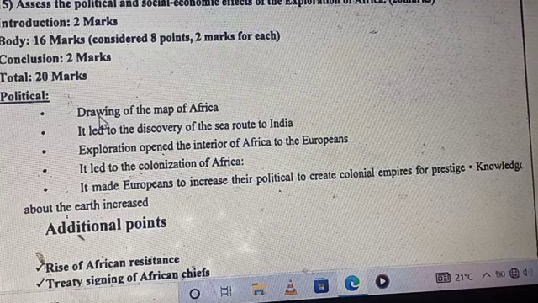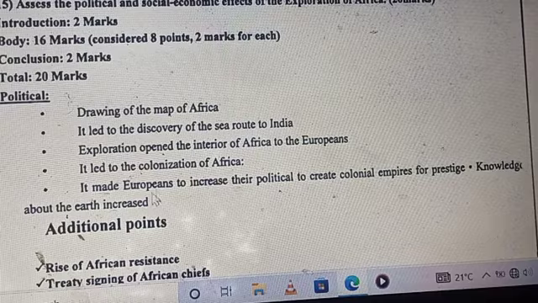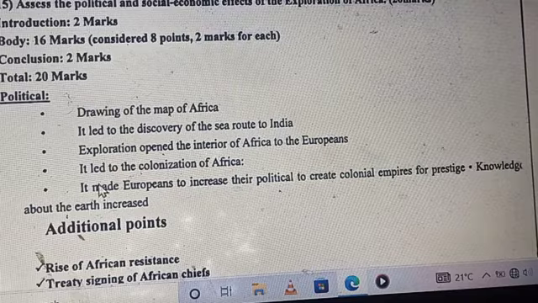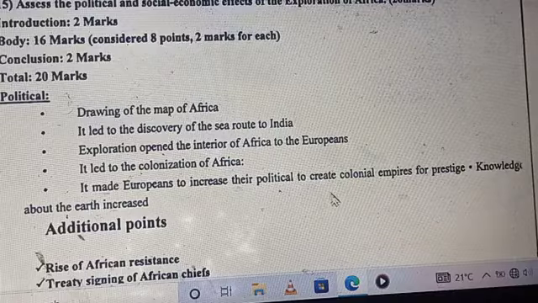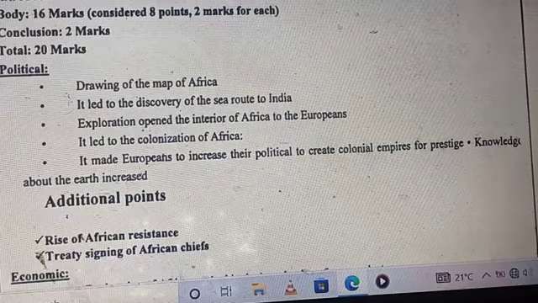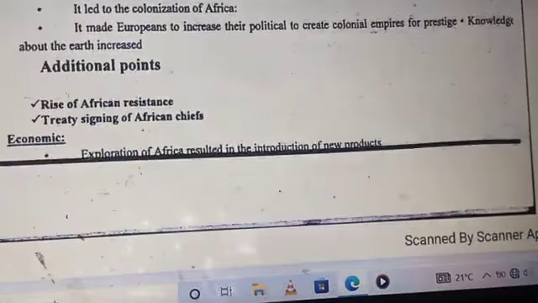Political, also we have drawing of a map of Africa. It led to the discovery of a sea route to India. Exploration opened the interior of Africa to Europe. It led to colonization of Africa. It made Europeans increase their political power to create colonial empires for prestige. Knowledge about the earth increased. Here we have an additional point, for example, the rise of African resistance.